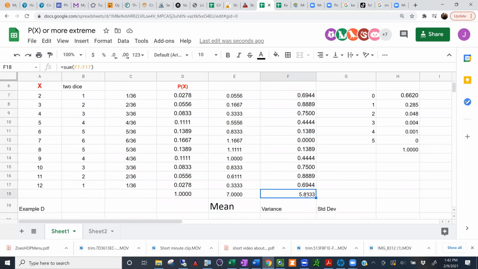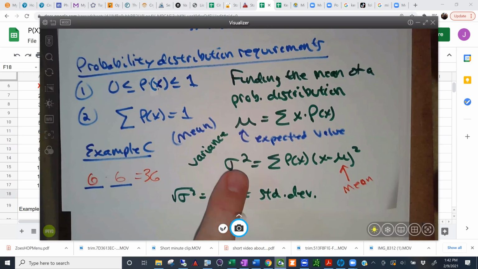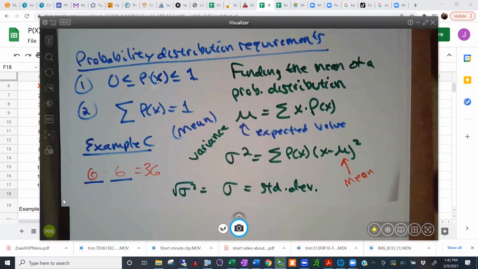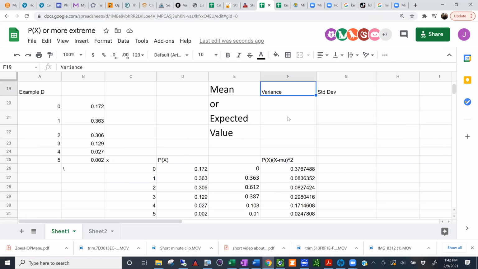Now keep in mind when we get down to the bottom here, that's the variance. It's not the standard deviation yet. To get the standard deviation, what do I have to do to the variance? Find the square root of it. Yeah, take the square root of it. Thank you both. So let's take the square root of that. Let's see, that's my variance.